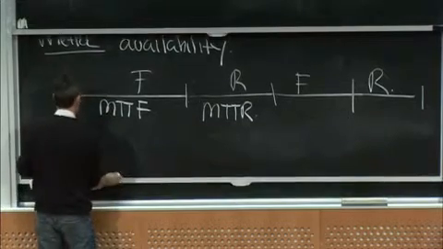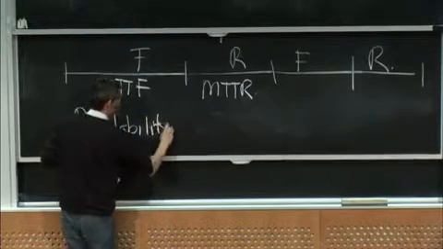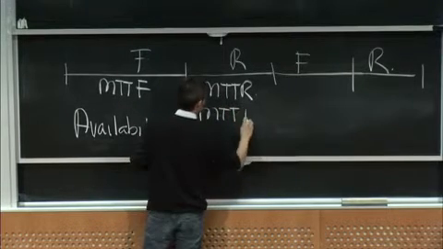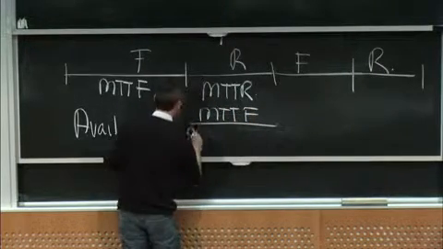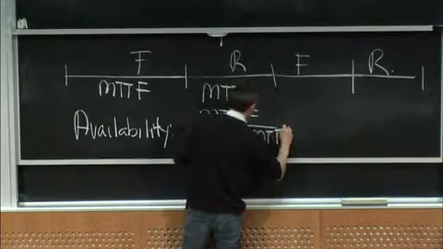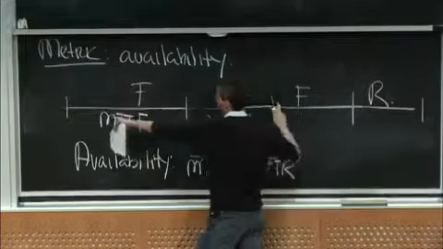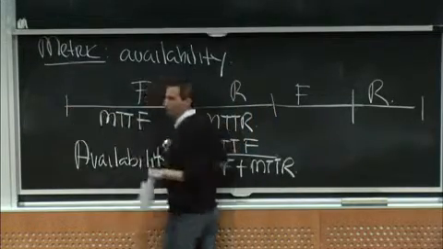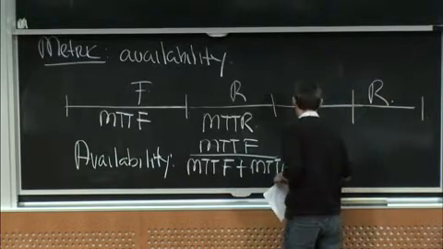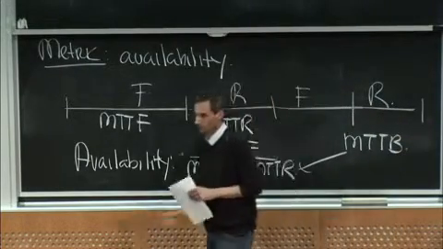So we can measure the availability of a system as the mean time to failure divided by the mean time to failure plus the mean time to repair. It basically says, of this fraction of time, how much time is the system up and running. And the mean time to failure plus the mean time to repair is sometimes referred to as the mean time between failures. Okay?